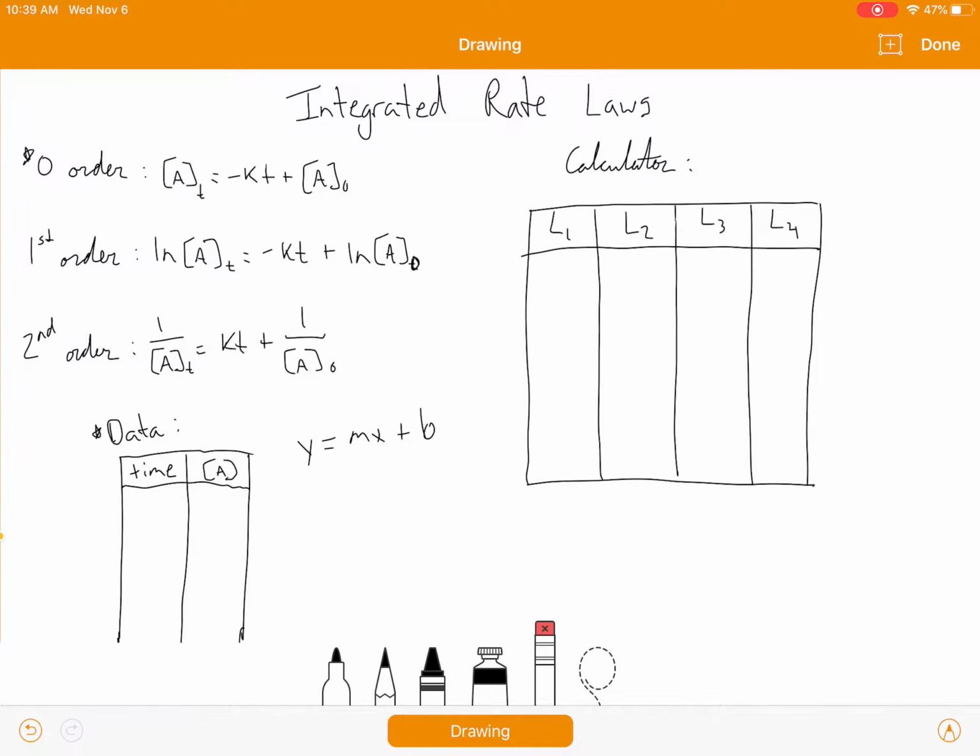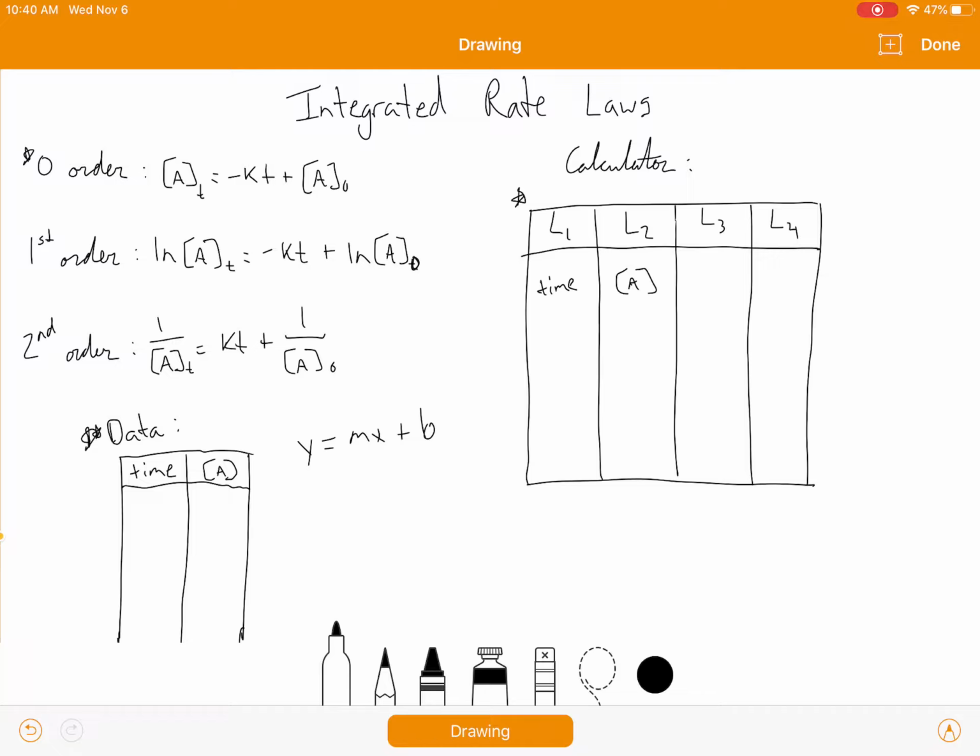So what we need to talk about is how to actually graph it. To do this, you're going to need a graphing calculator. You'll go to Stat, Edit, and that's going to take you into your little table. Since you're always going to be given data that looks something like that, put time in L1, and then put in your concentration values in L2.